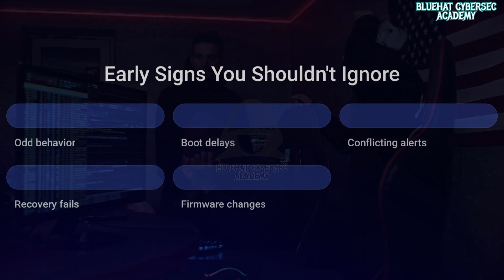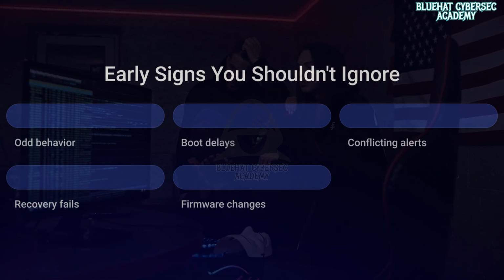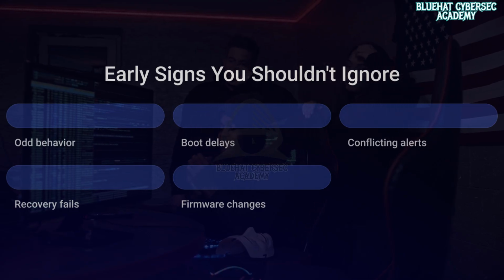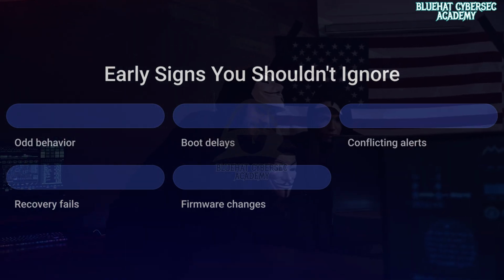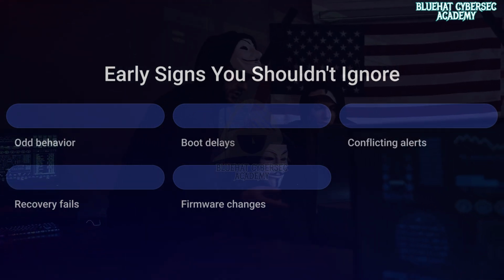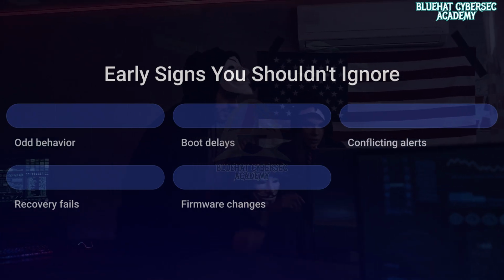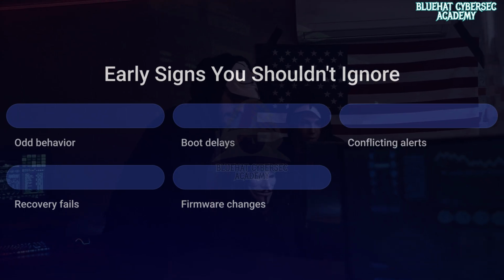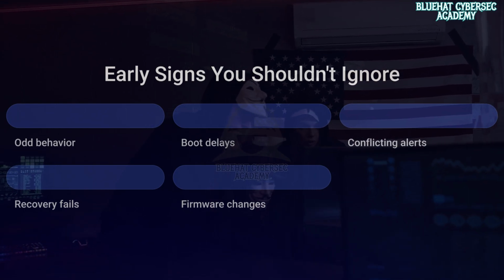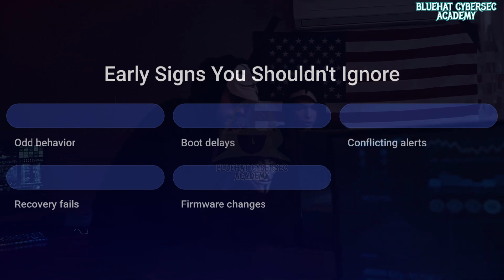Although difficult to detect, there are still some indicators that may suggest boot-level compromise. Systems may behave inconsistently after clean installations, unusual boot delays may appear, or security tools may report conflicting system states. In some cases, recovery attempts repeatedly fail without clear explanation, or firmware settings appear modified without user interaction. While none of these signs confirm infection alone, a combination of them may indicate something deeper than a standard operating system issue.